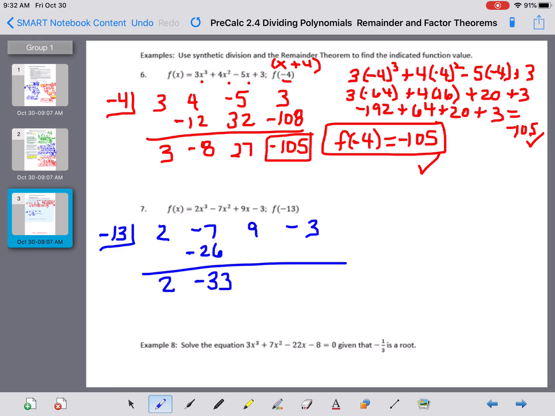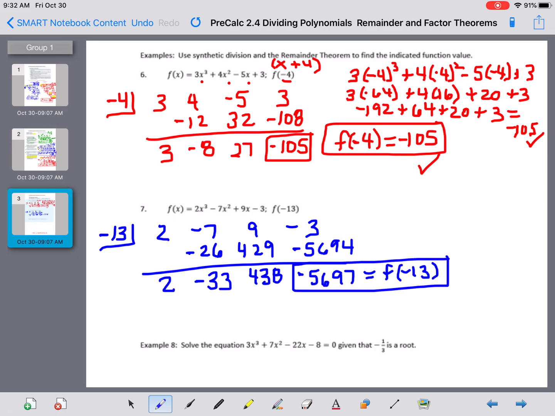All right, I'm going to admit I might use a calculator here. Negative 33 times my negative 13, two negatives make a positive, I get 429. 429 plus 9 is 438. 438 times that negative 13 is negative 5,694, and add that to the negative 3, and I get negative 5,697, which is going to be equal to f of negative 13. When I plug in negative 13, I would get negative 5,697.